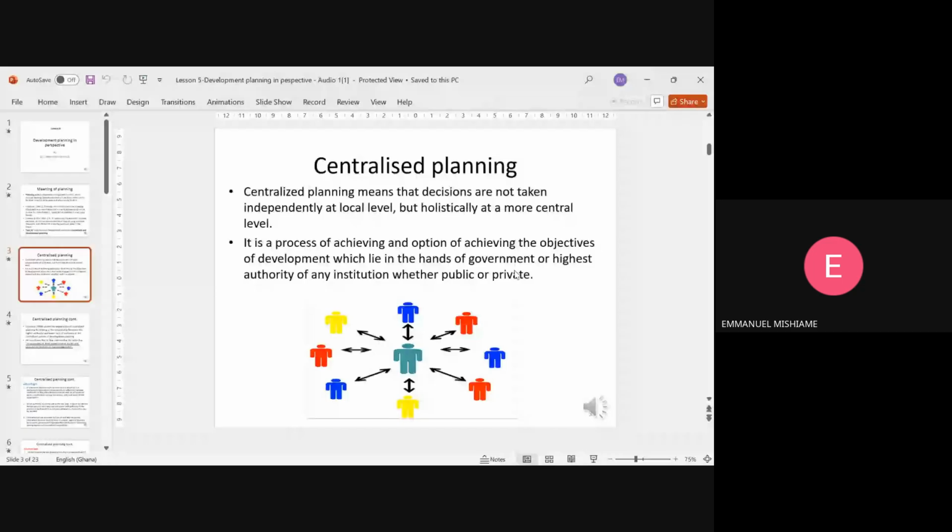Another form is where you have an organization or a firm or a school. Let's use a private school, like many private schools in Ghana. You realize that the decision making is done at the top. Maybe the proprietor or the manager, in conjunction with the board of directors, would make their decisions. The teachers have no say. The parents have no say. The students have no say. And so decision is top down. That is a centralized administration. So decision making concerning development and everything lies in the hands of the government or the highest authority in any institution, whether public or private.